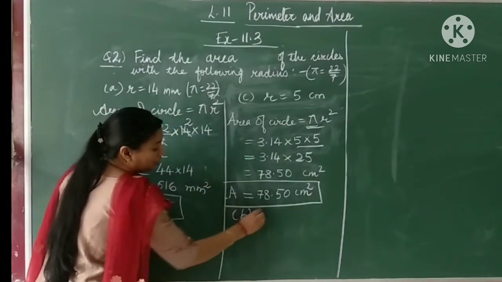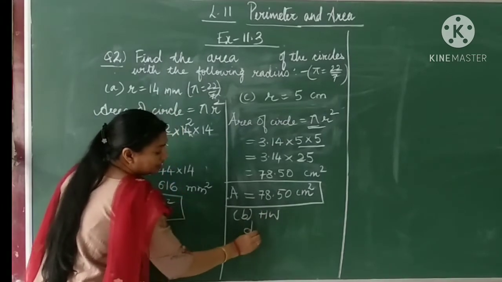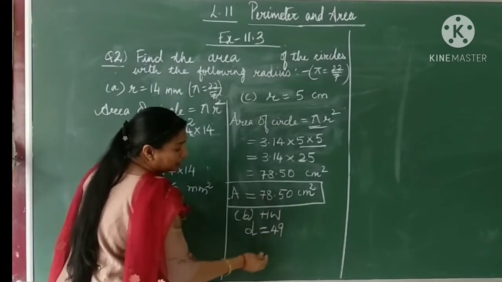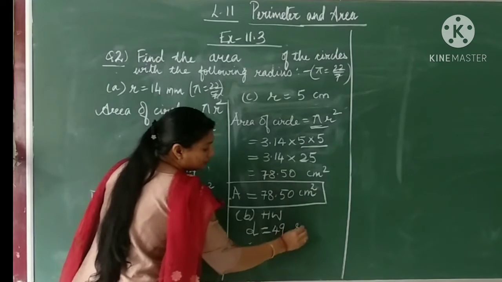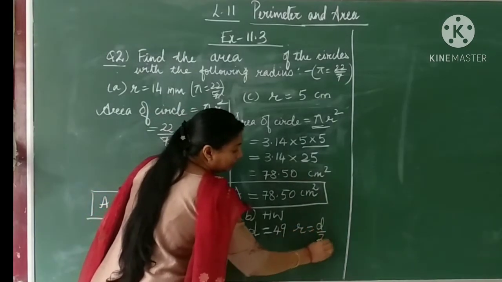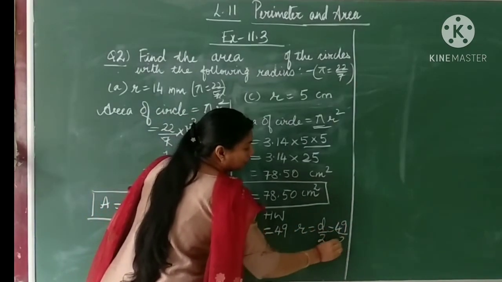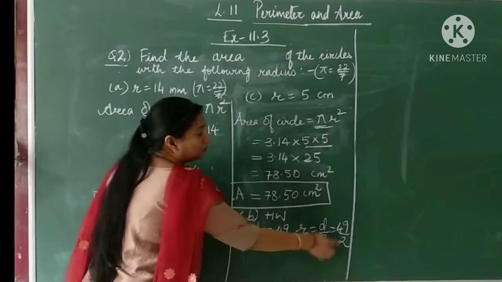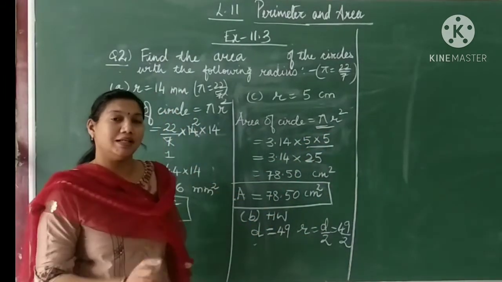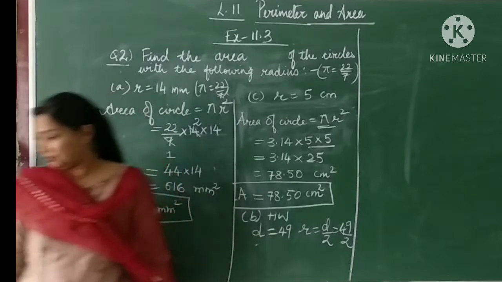B question I am giving you homework. Remember it is given diameter 49. So to find the radius, divide the diameter by 2, 49 by 2 and that value you have to put in the formula. Otherwise your answer will not come.